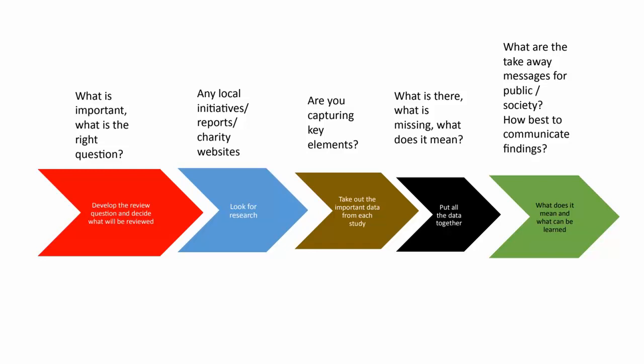Then at your data synthesis point, thinking about what's there, what's missing, what does it all actually mean? Other people coming along and taking a little step back, a slightly helicopter view on what you found out, can start to tell you what it all means. And then in the final stage of your review, what are the takeaway messages? How best to communicate these findings? Who are the people that need to know about what you found out? And what's the best way to tell them about it? So at each stage in the review process, public contributors can add value to your review.